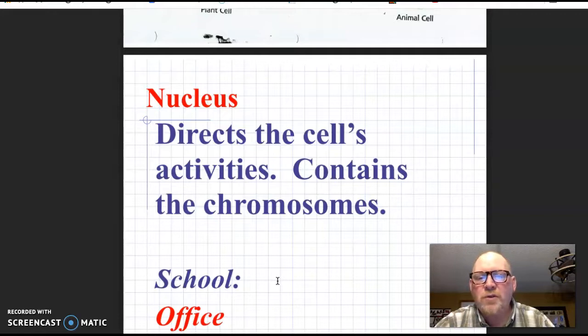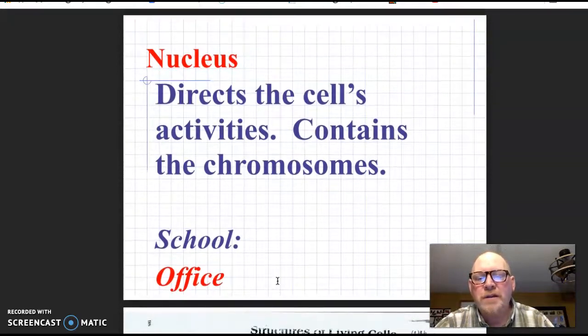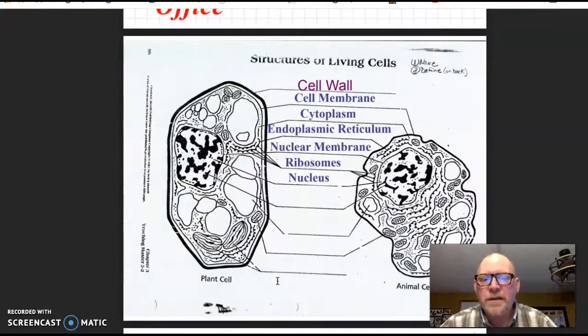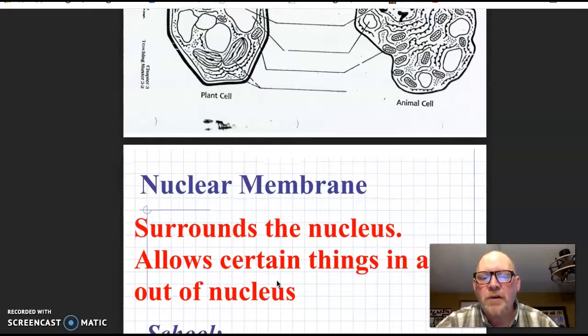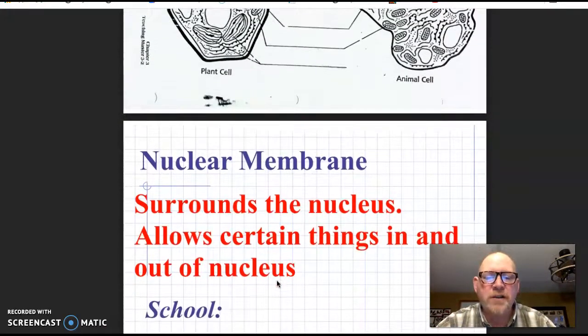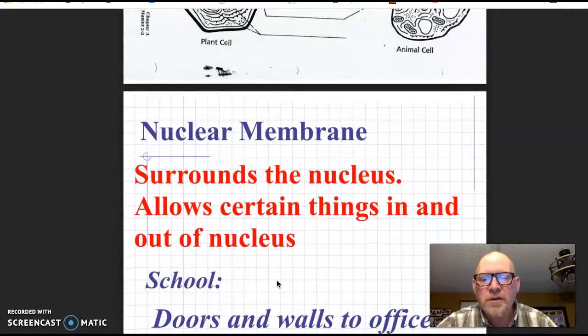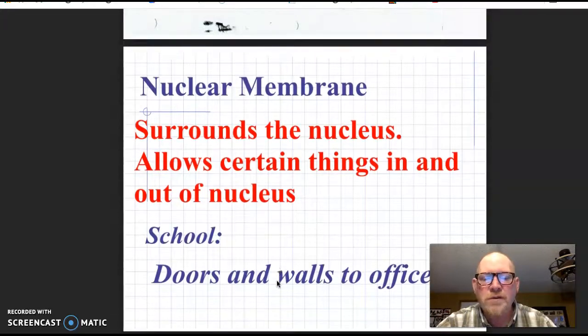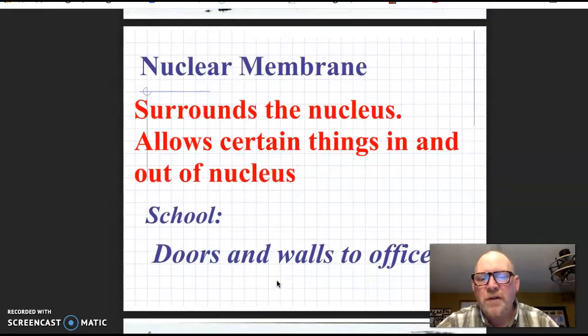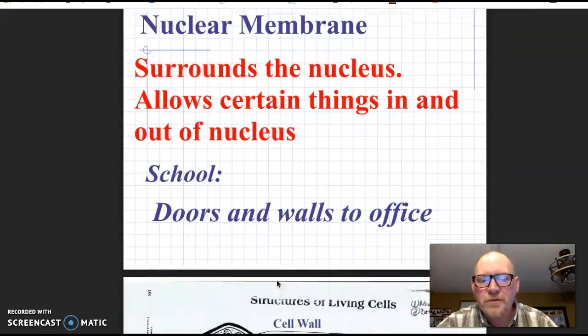So, where's the control center within the school? That would be the office. The next thing that we are going to discuss about the organelles would be the nuclear membrane. That's a membrane that surrounds the nucleus, and just like the cell membrane, it controls what goes in and out of the nucleus. And again, this would be probably our doors and walls to the office. So the office is like the nucleus, the control center, and the membrane, the controlling portion of what goes in and out of the office, would be the doors and the walls.